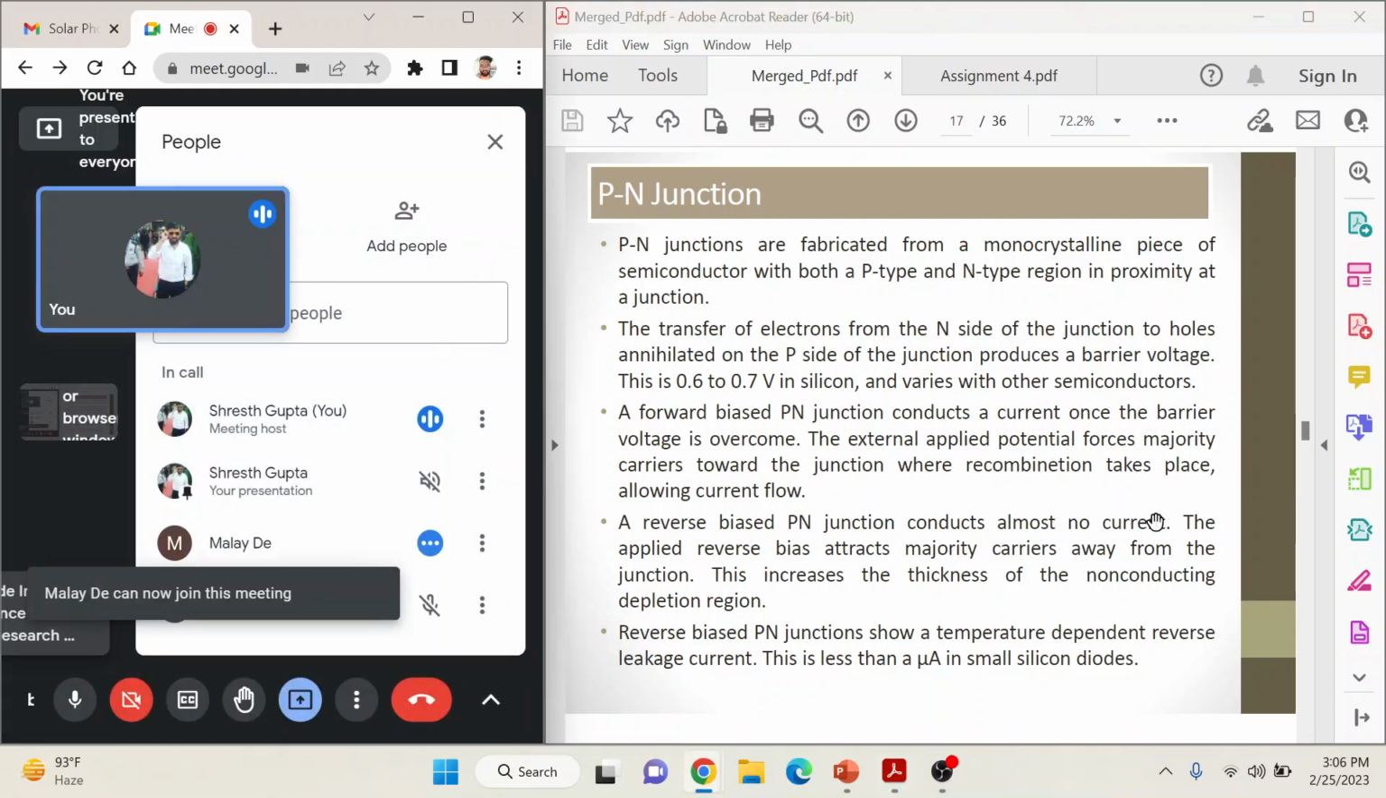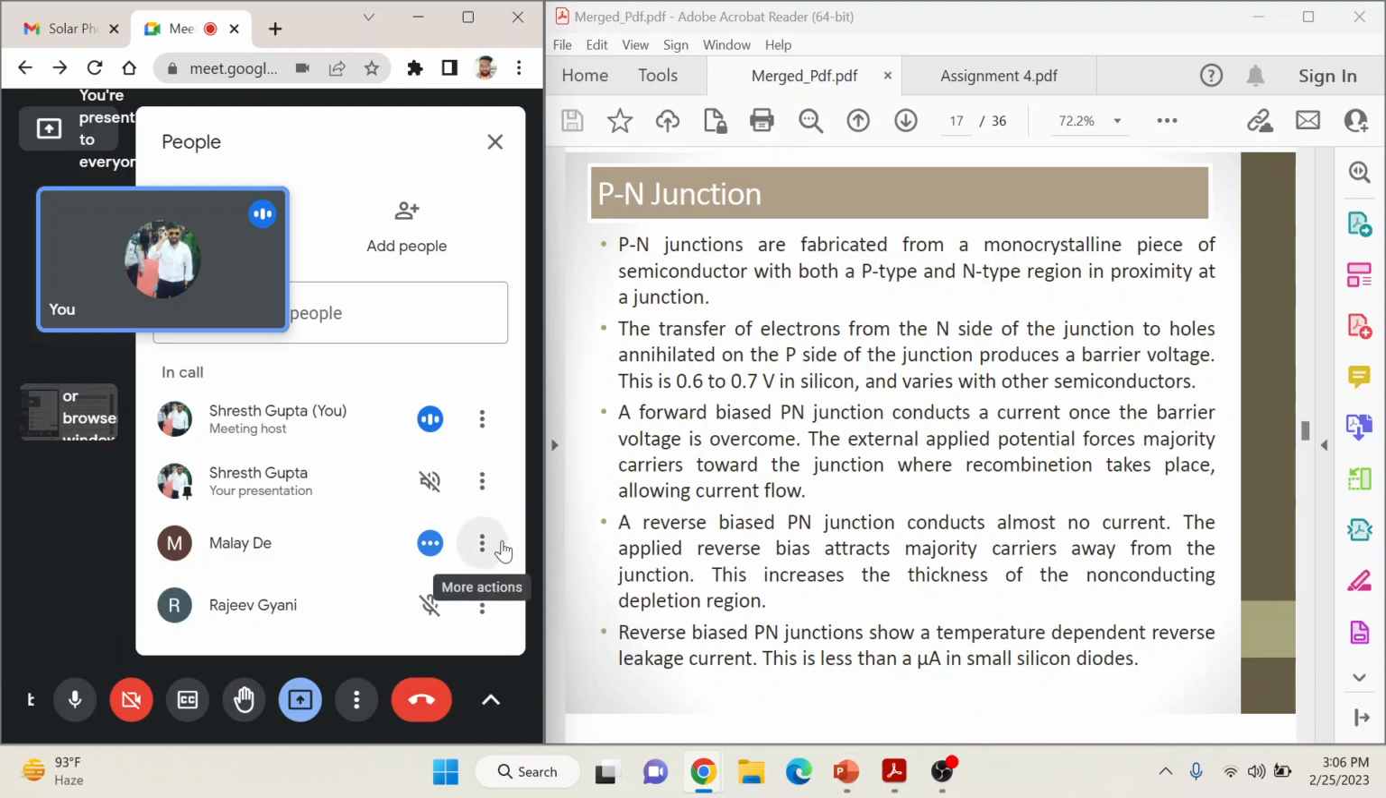Yeah. So PN junctions. Mele, could you mute your mic? Your mic is open. That's why I had to remove you from the call.